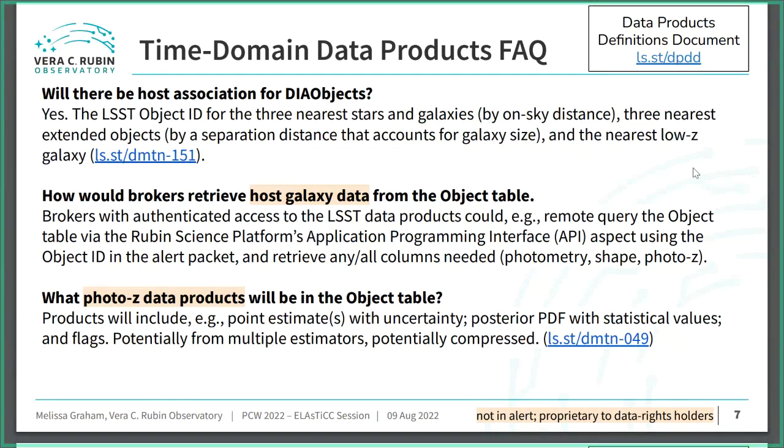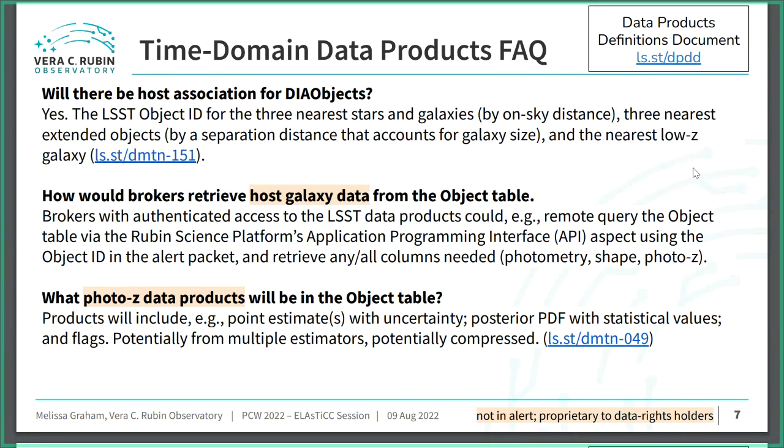Within the alert packet, host association gets done as part of that 60 seconds. What goes in the alert packet are the LSST object IDs for the 3 nearest stars, the 3 nearest galaxies, just by on-sky distance. Also, the 3 nearest extended objects in a separation distance that takes into account the size of that extended object. It's still to be determined exactly which association code we use to do that distance. And then also the nearest low redshift galaxy. We'll have a list of low redshift galaxies, and they'll always have the nearest one in it, just in case it's a low redshift transient.